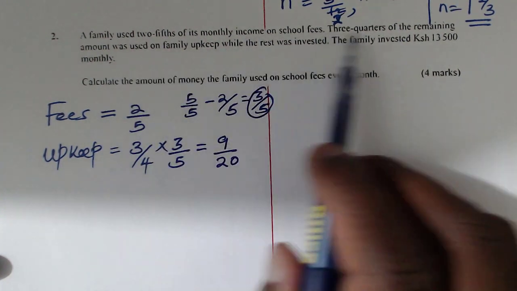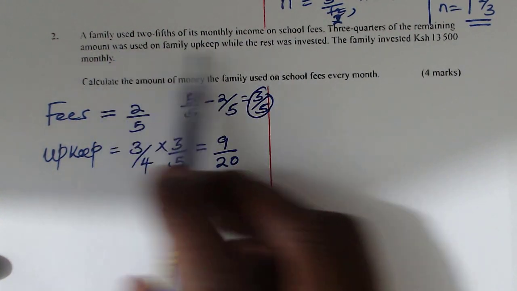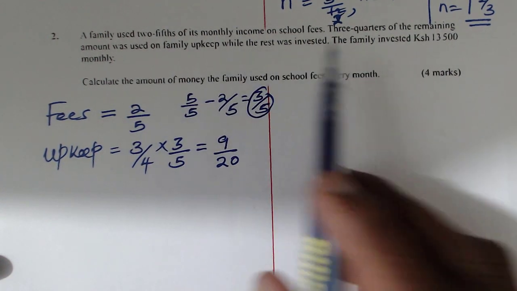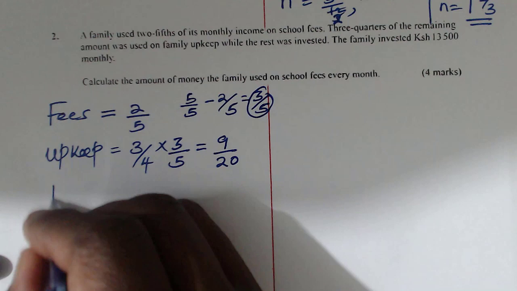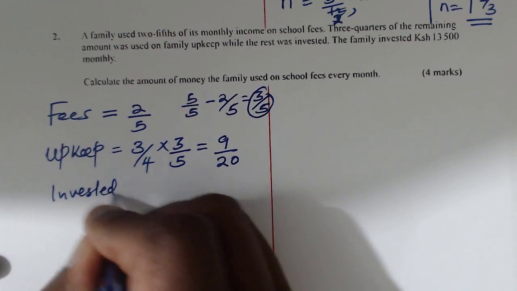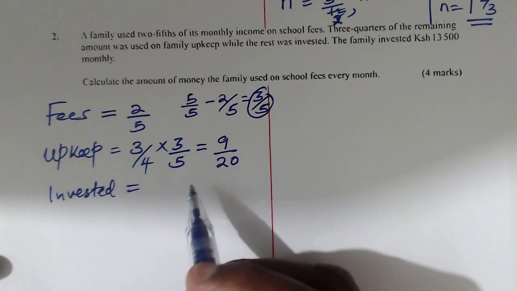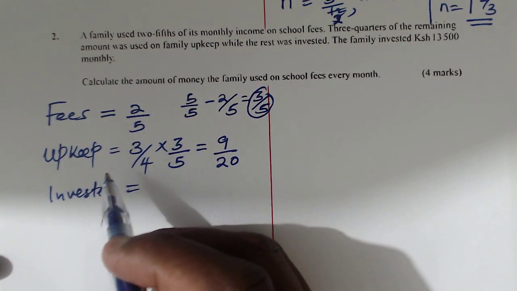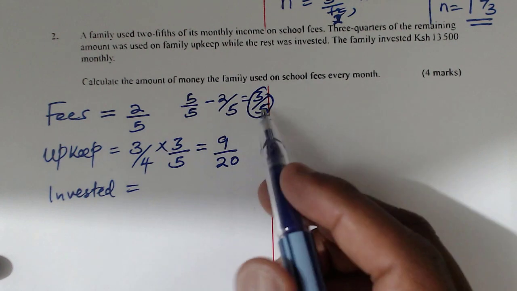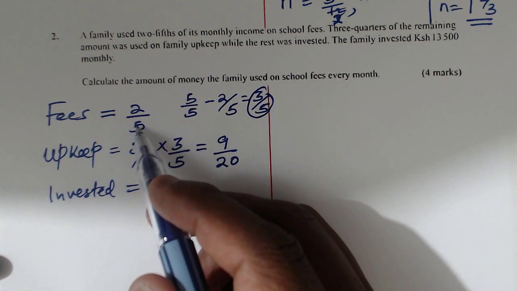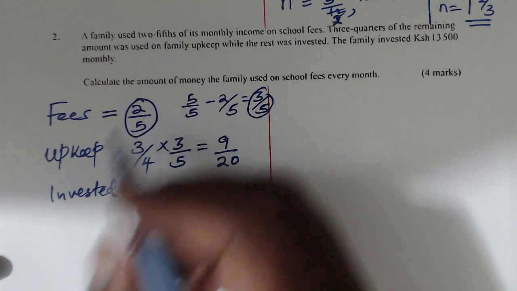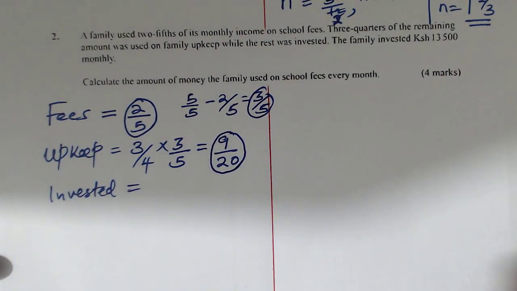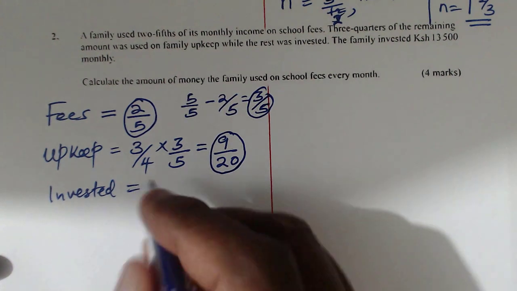The other part of the question: the rest was invested. So we need to get the investment amount. What fraction was invested? The rest, that is after using the fees and the upkeep. The fees is represented by 2/5, that is a fraction. Then for the upkeep, 9/20. Now we can use these two to get the remaining.